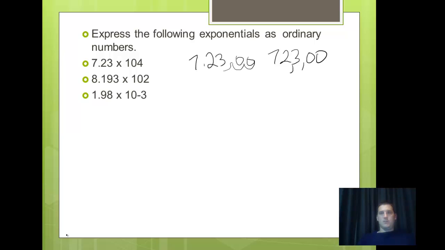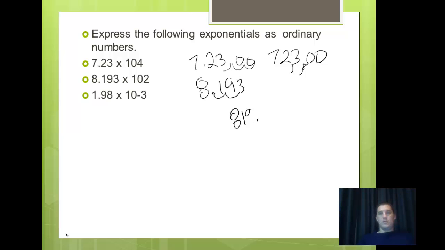So your next one, you're going to do the exact same thing. You're going to do 8.193, and then you're going to move it over. It is a positive 2. So you're going to move it over to the right. You're making the number bigger. 1, 2. So now your number is 819.3. So 819.3. And your last one.